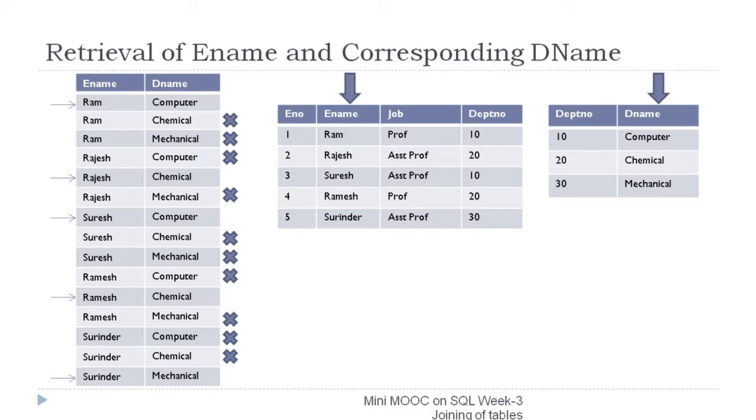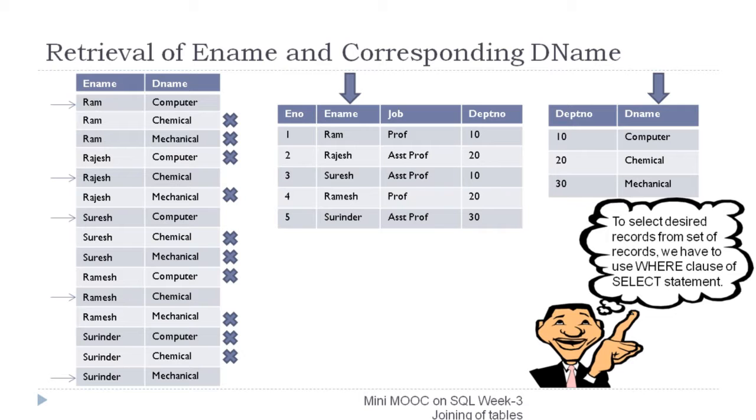For example, in case of Ram, his department should be computer and it should not be chemical or mechanical. Similarly, in case of Rajesh, his department is chemical, but it is not computer or mechanical. In case of Suresh, his department is computer, but it is not chemical or mechanical. In case of Ramesh, his department is chemical, and in case of Surinder, his department is mechanical. So here we have to select these desired 5 records from the set of 15 records.